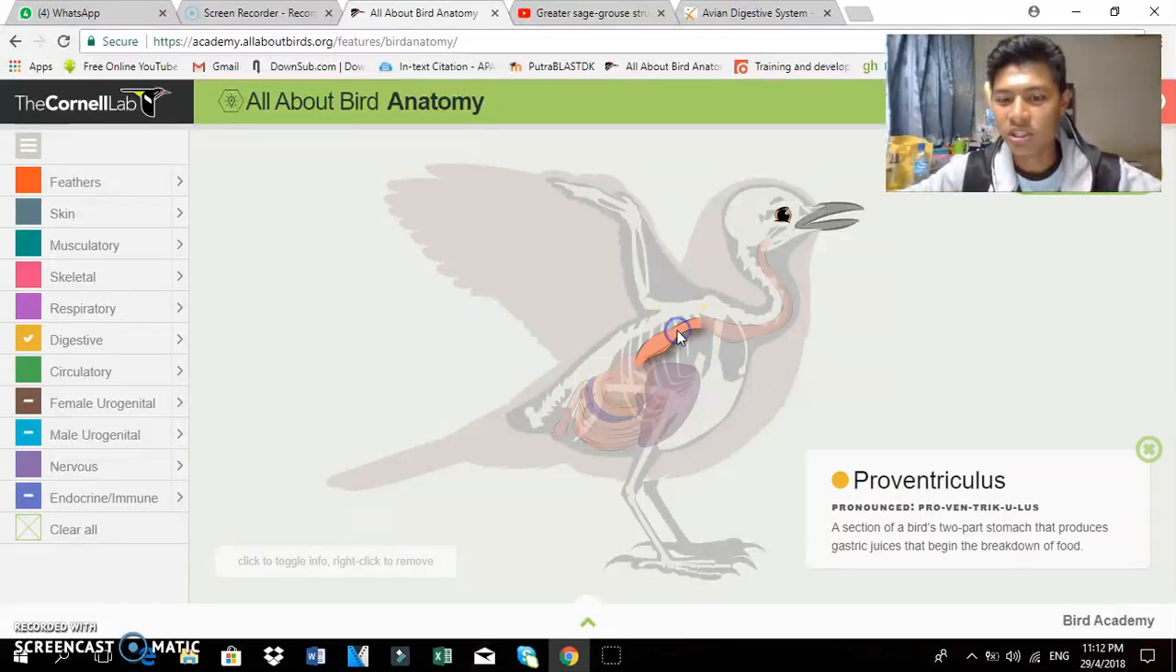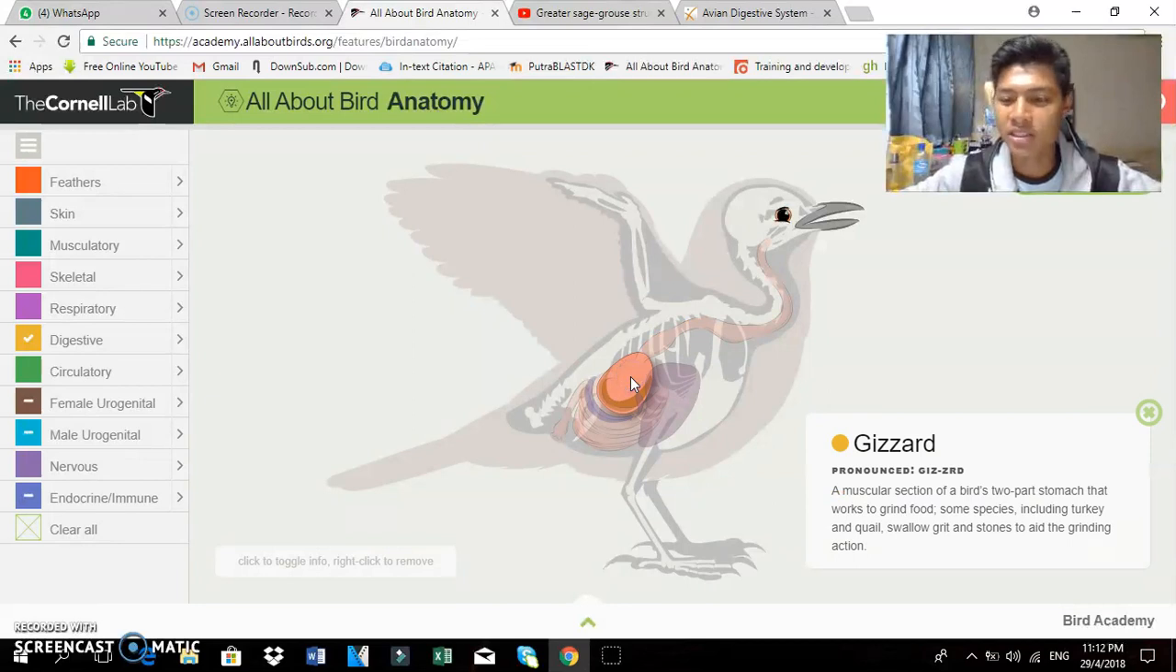Okay, so the next part is the proventriculus. The proventriculus is the structure that secretes the gastric juices and hydrochloric acid. So it has a function quite similar to the stomach of the human.